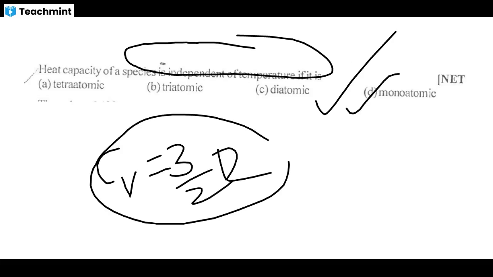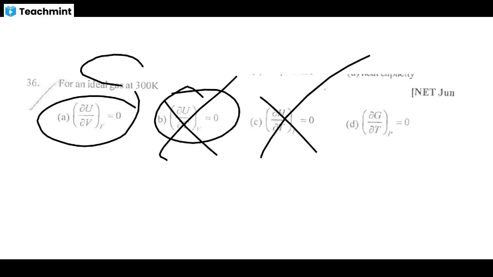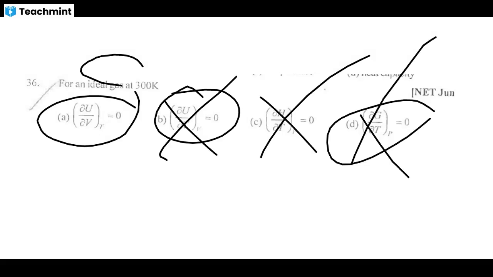For an ideal gas at 300 Kelvin, for ideal gas, dU by dT does not change, internal energy does not change with volume. The same concept was asked again. Here this is wrong. Because delta U is a function of temperature, not a function of volume, for ideal gas only. And this is also wrong. This also wrong. Okay, thank you.